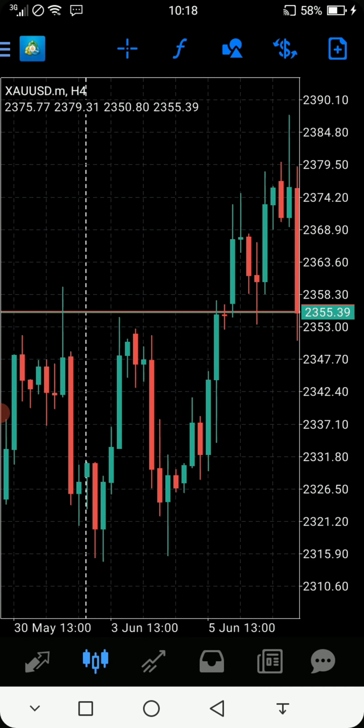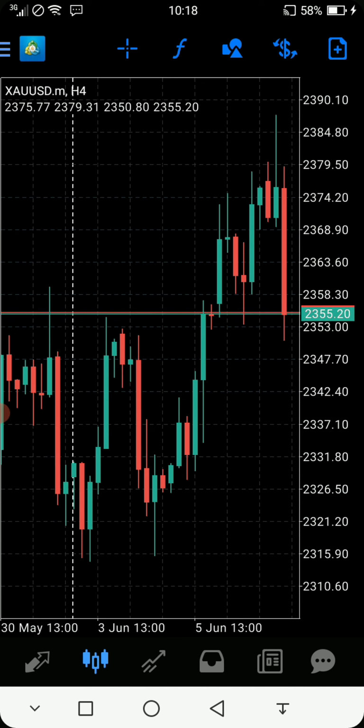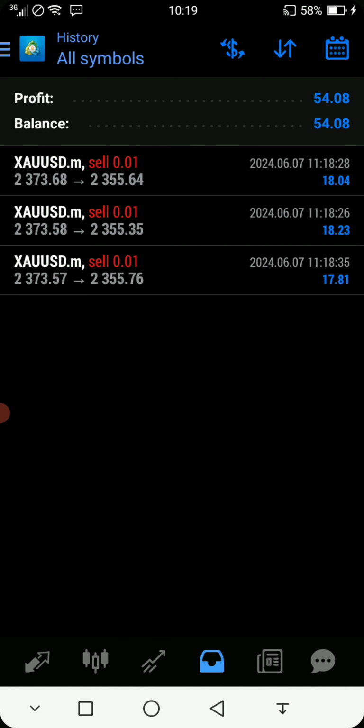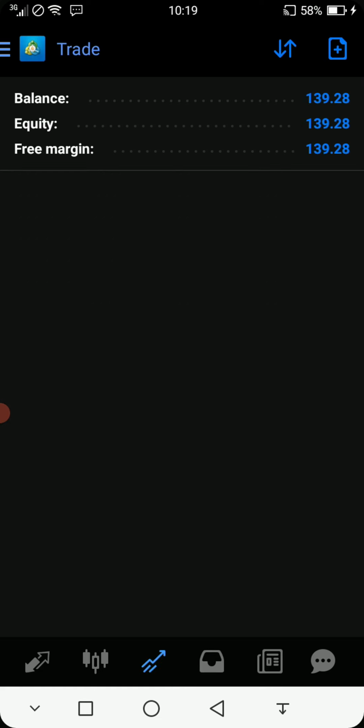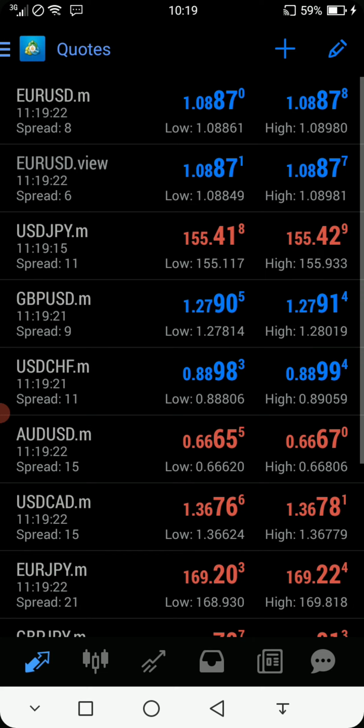We are not holding this trade. As you can see now, gold is back at our support, which was our resistance. Our resistance has now turned into support, as you can see. That is the break of structure, as you can see there. So now price is back at our support. This is the only profit that we made today. We made 54 US dollars, you can see there. Now our account is at 139, as you can see. So yeah, let's wait now.